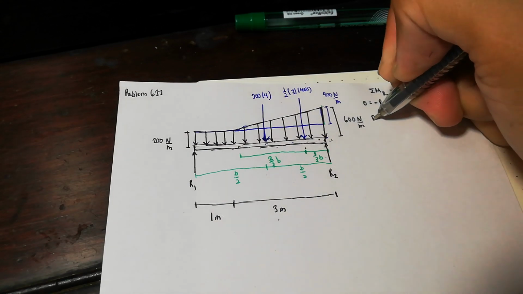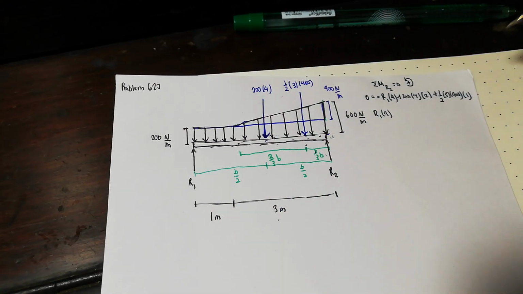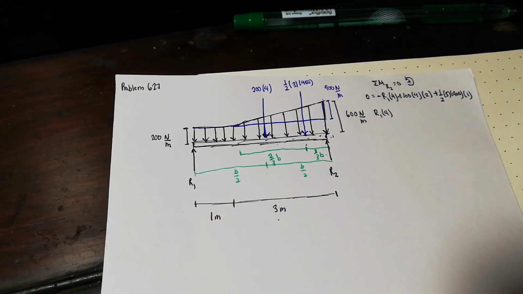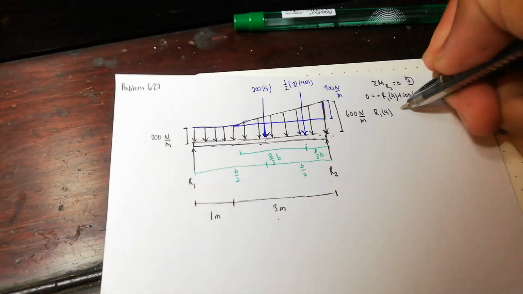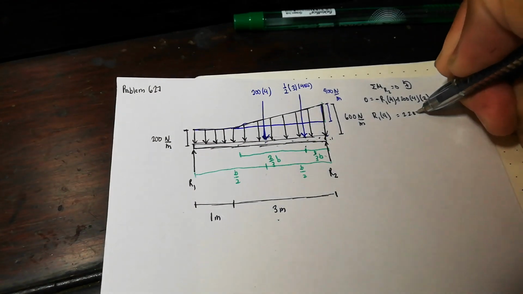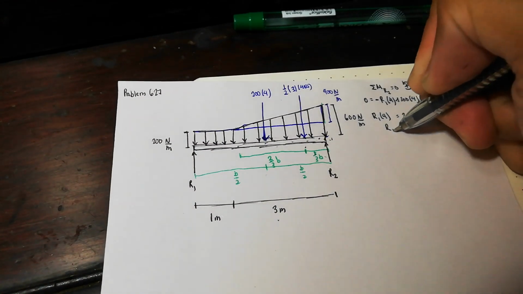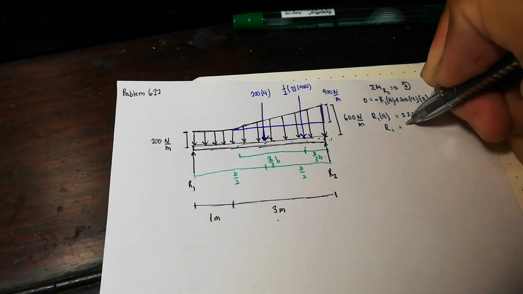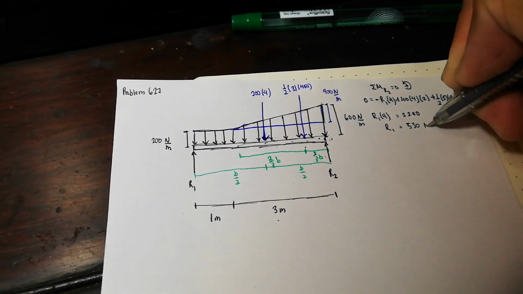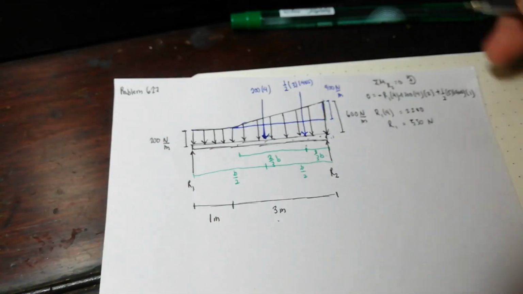Transpose. Then eto, simplify natin. So eto ay 2,200. Dividing both sides by 4, yan ay 550 newtons. Yan ang ating R1, 550 newtons.